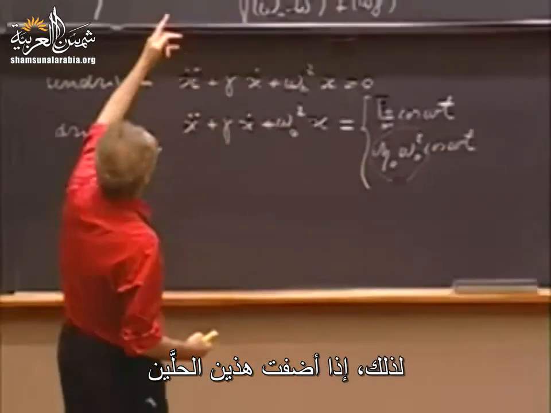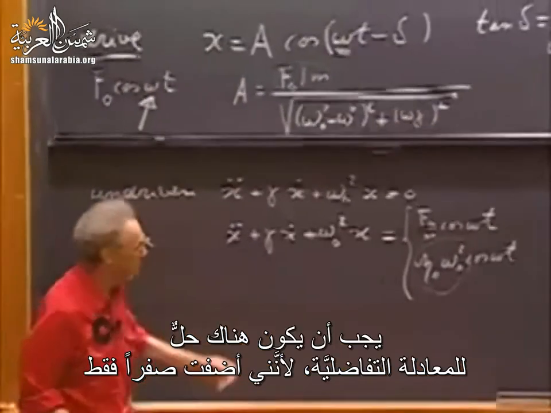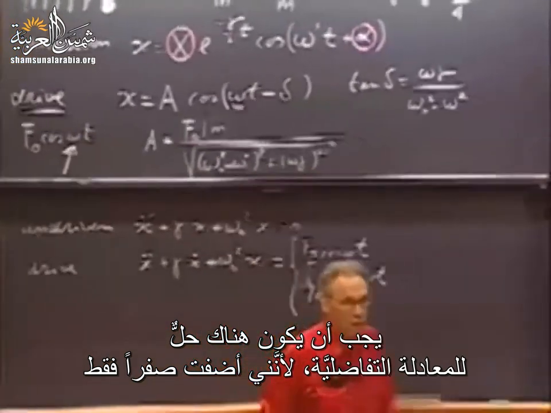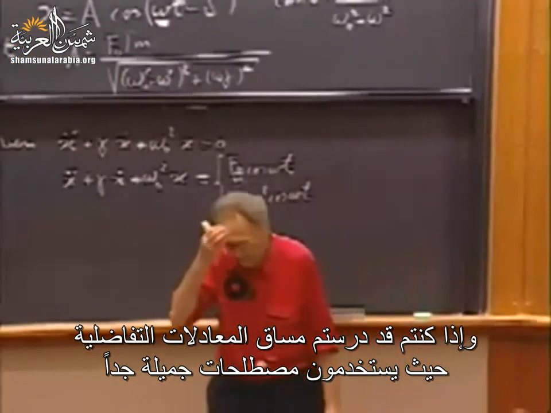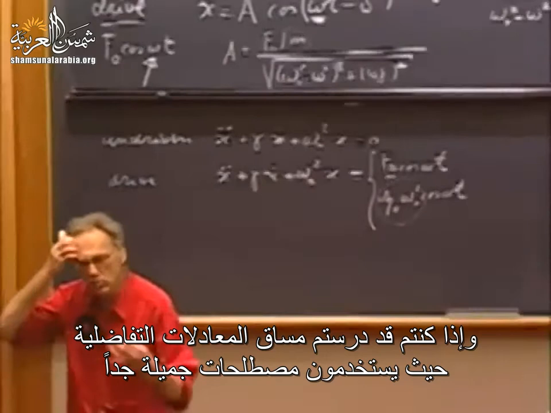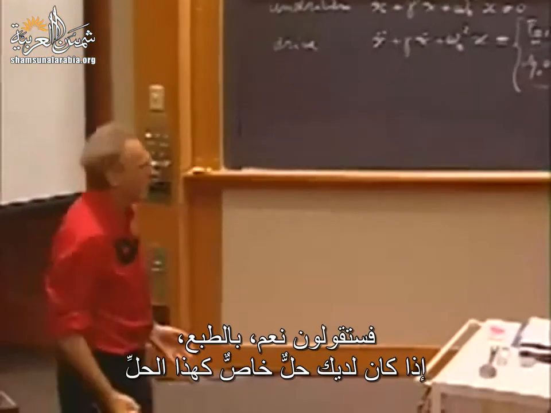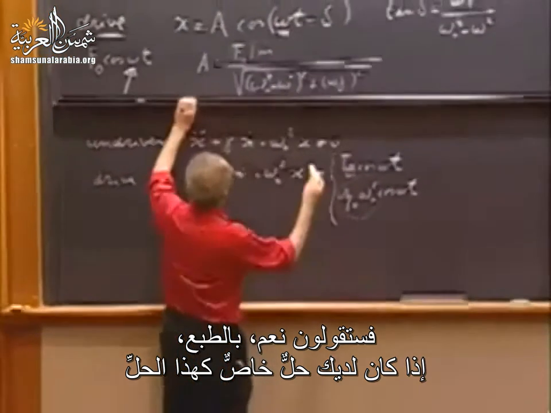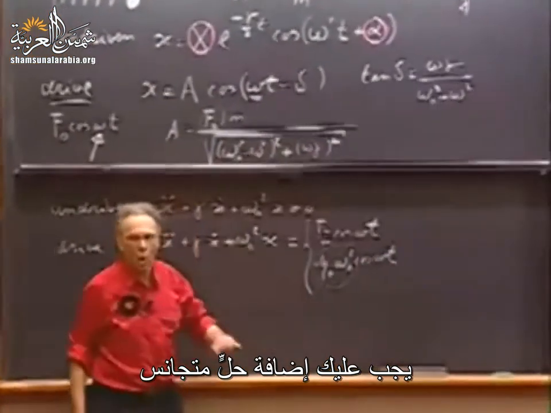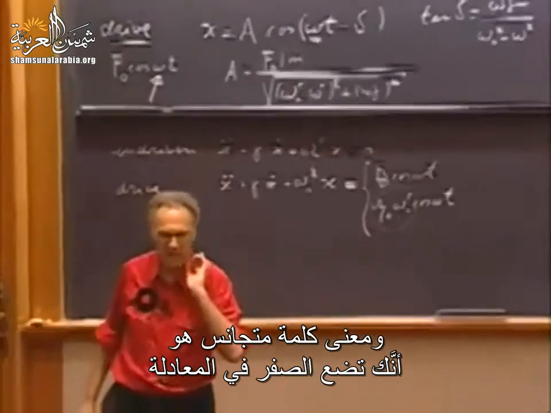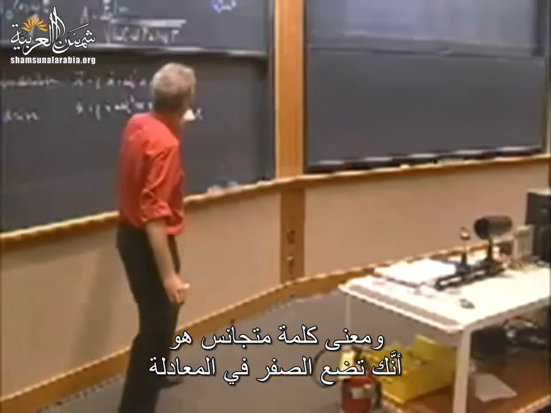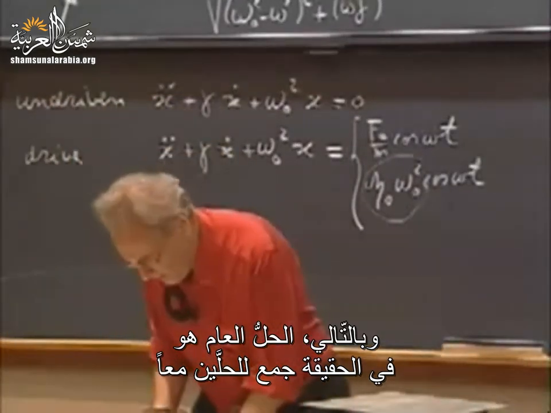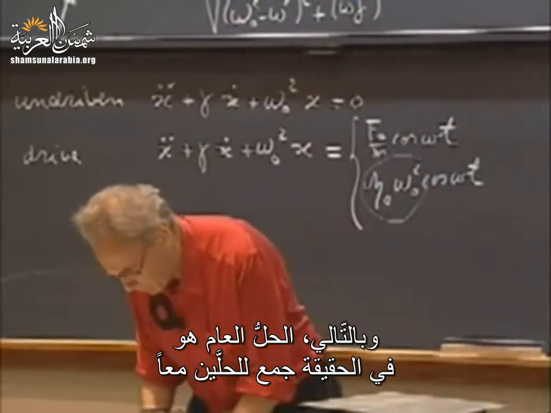Therefore, if I add these two solutions, it must be a solution to this differential equation, because you just add 0. And if you take 1803, then they use very nice terms. They say, yes, of course, if you have this special solution, which is this one, you have to add the homogeneous solution. And this word homogeneous means that you put a 0 here. And so the general solution is really the sum of the two.